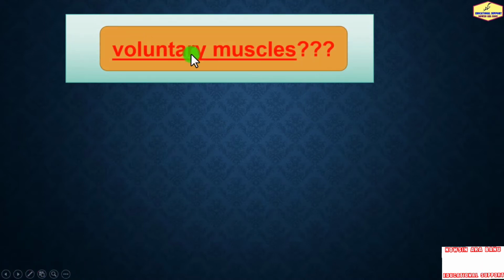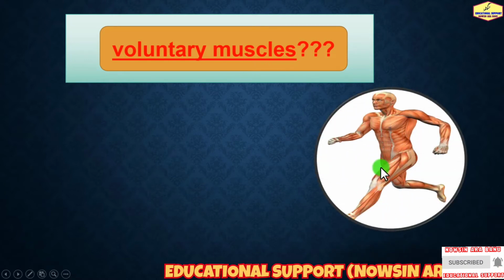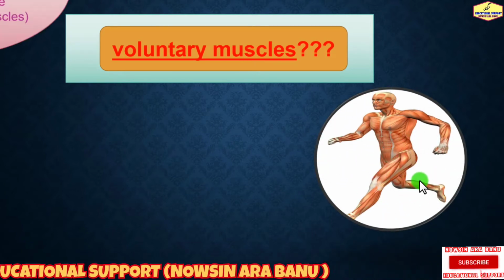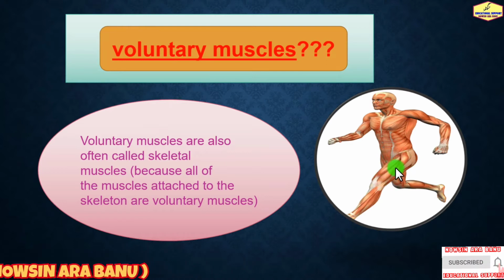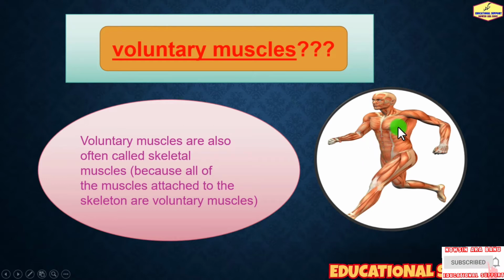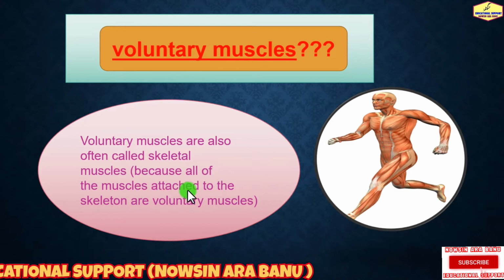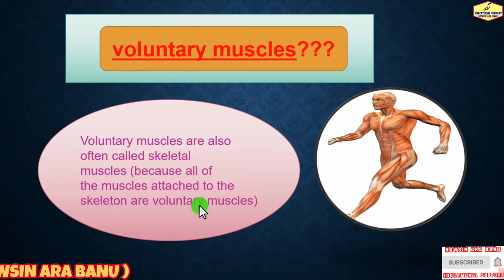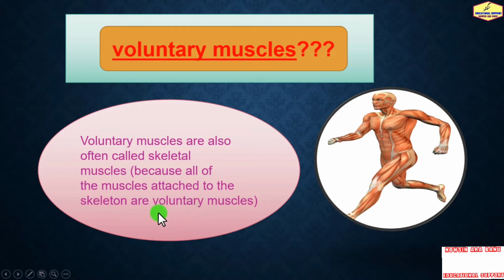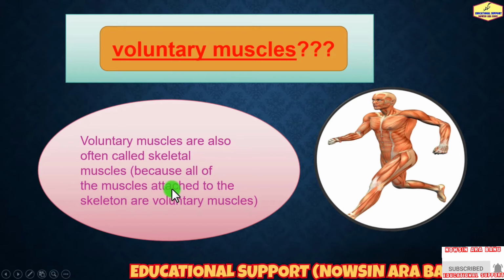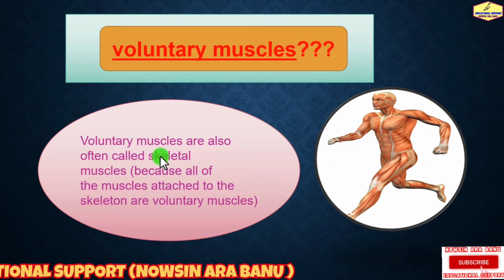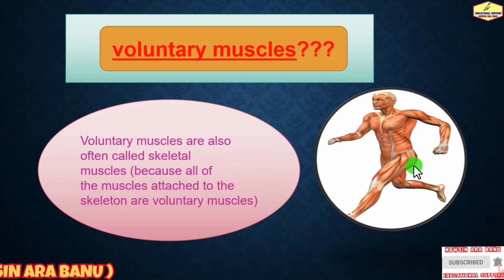Did you know skeletal muscles are voluntary muscles? Yes, skeletal muscles are voluntary muscles. Voluntary means done out of free will or by choice. So voluntary muscles are often called skeletal muscles because all of the muscles attached to the skeleton are voluntary muscles, or striated muscles, because the muscle fibers make them look striated or stripy. So the voluntary muscles are called skeletal muscles.